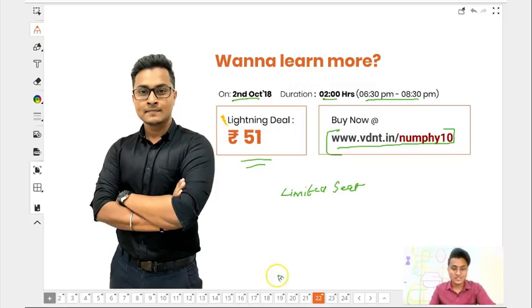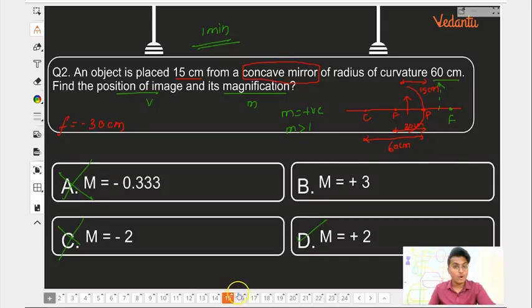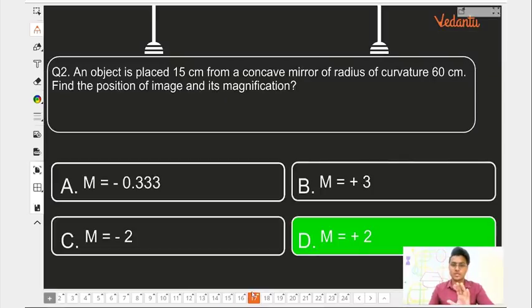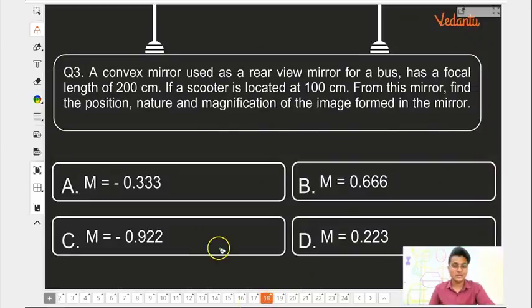Great job guys, awesomely well done. So with one more numerical today, we'll end the session. Because we have not done convex mirror problems yet, let me give you guys a convex mirror problem. Yes, m is equal to +2 here, as you guys have understood already. Go for it guys. It's a very simple convex mirror problem. Let me know what is the answer.